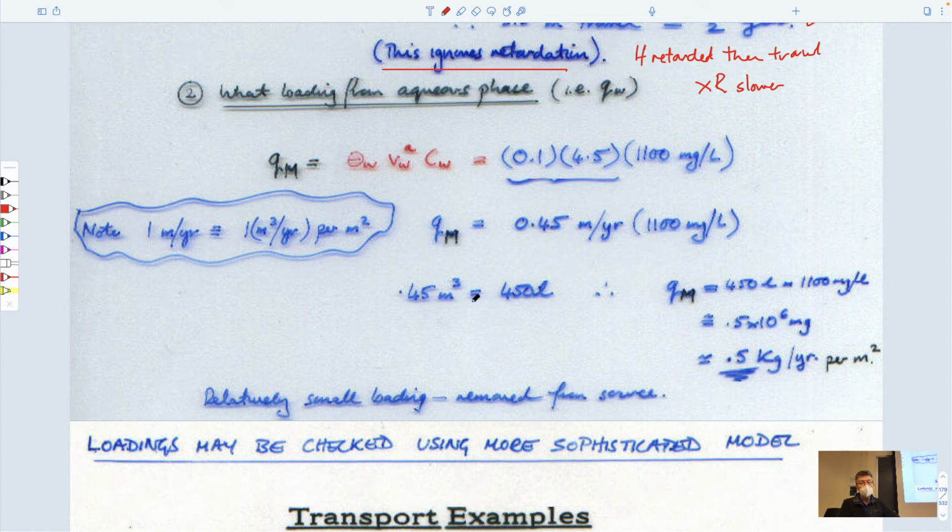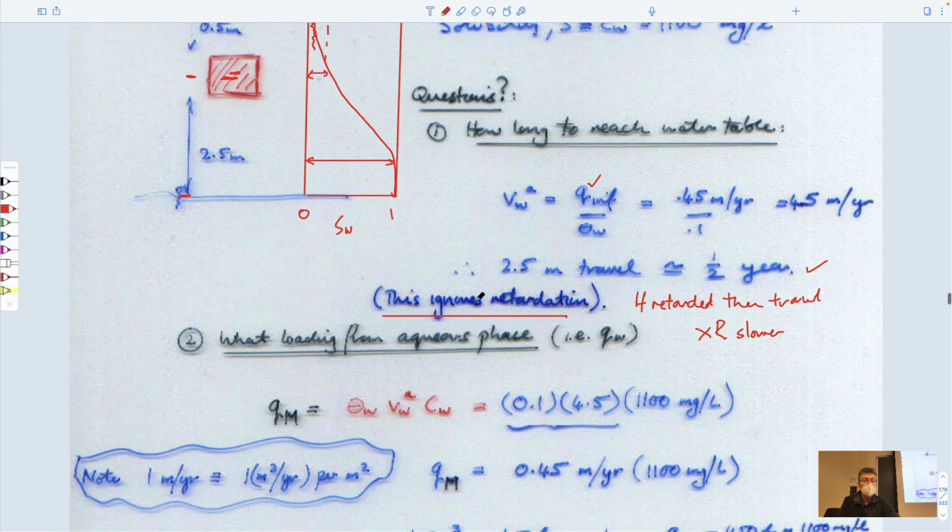But the other question we want to know is, what is the loading that occurs on this surface? So how much mass dissolved in the liquid comes across this surface? Well, the mass rate is going to be equal to the area times the Darcy velocity times the solubility. And so the mass rate we can calculate if we know the area, we know the Darcy velocity and the solubility. So solubility here we're calling, I think, the concentration in water, CW.